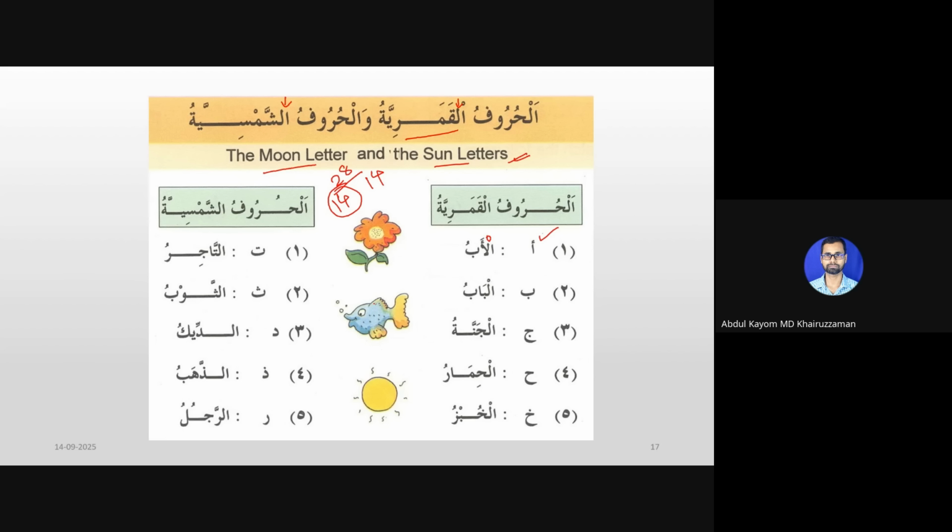We don't have to memorize it. Actually, if you keep reading, it will automatically come. You don't have to think. It will come naturally. Because it's very difficult. If the letter is Shamsiya, and if you want to read lam, it's very difficult. If you read al-tajiru, al-thawbu, al-diku, al-dhahabu, al-rajulu, it's not natural. Can you try reading it like that? Anyone?